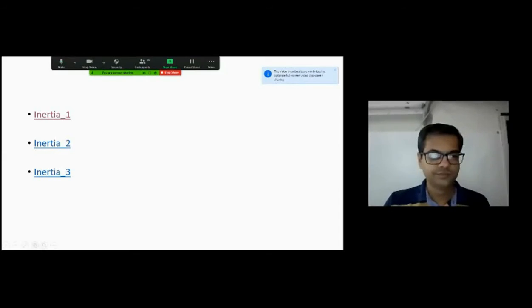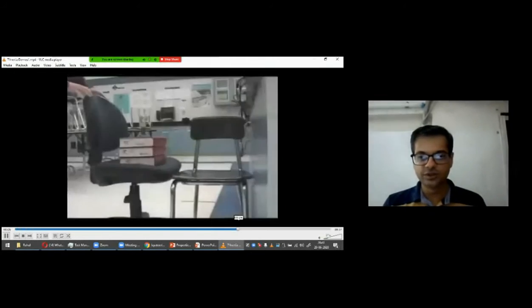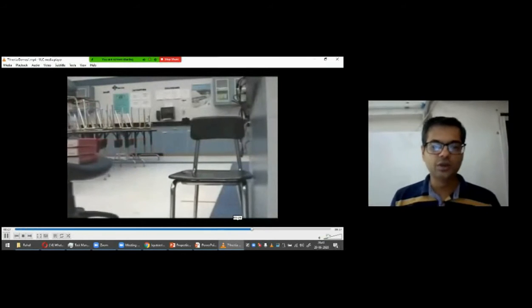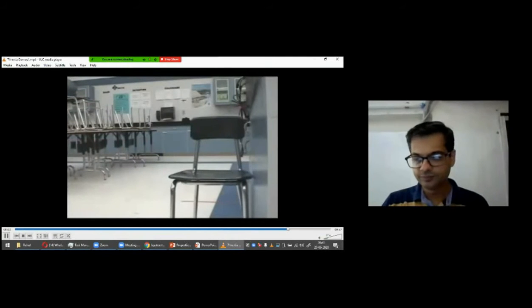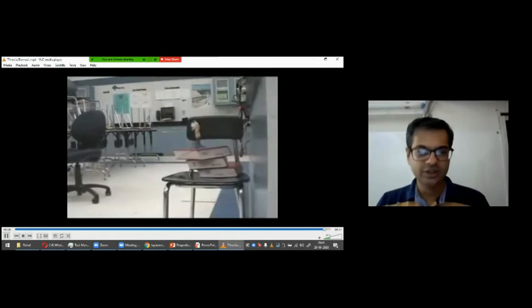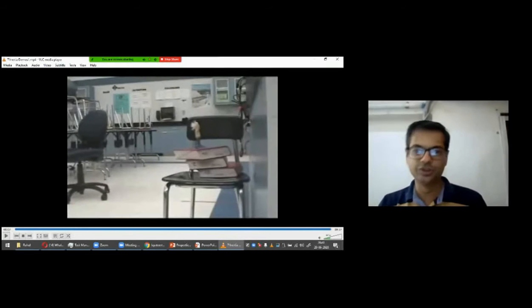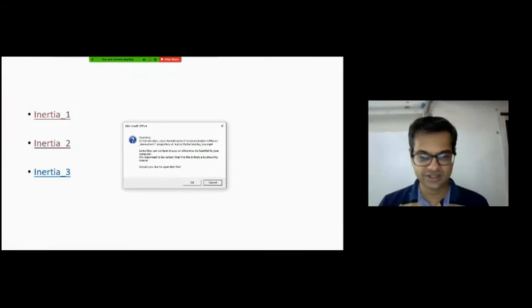All of you see this. This example we have seen. This is also a good example. Here are some books on this chair. Now all of you see, when the chair hits the other chair, all the books have changed the place from this chair to this chair. Again due to inertia. Books were moving, books continued to move, and that's why they changed the chair.